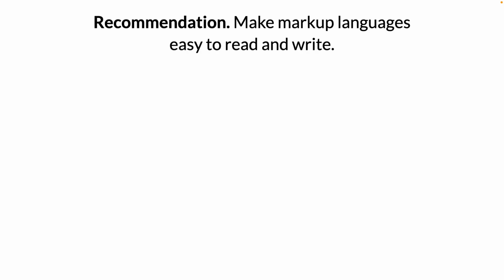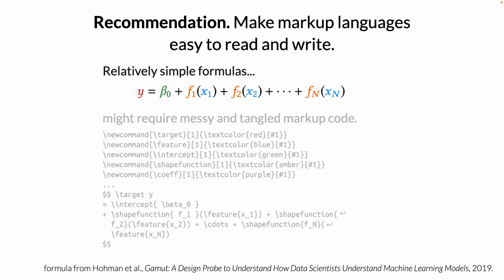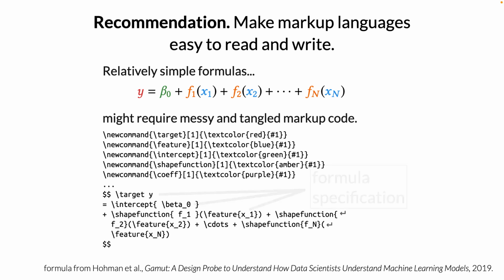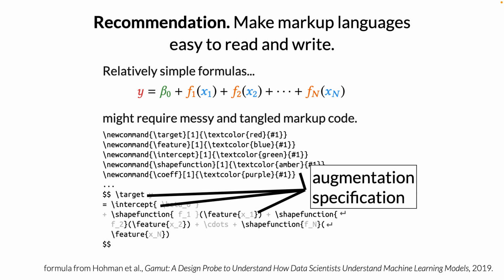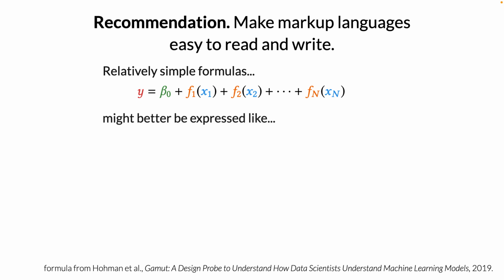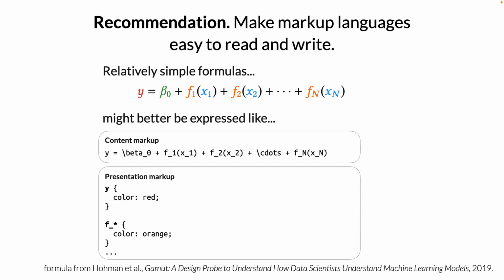A third recommendation is to make markup languages for augmenting notation easy to read and write. Markup code for augmented formulas could be messy. Consider this relatively simple formula, consisting of 8 symbols and 4 colors. The messy markup for this formula mixes together a small amount of code describing the underlying formula, and quite a bit of code specifying the colors. This markup is difficult to read and modify. A better design for a markup language might instead separate out the content markup that describes the formula from a presentation markup that describes the colors.